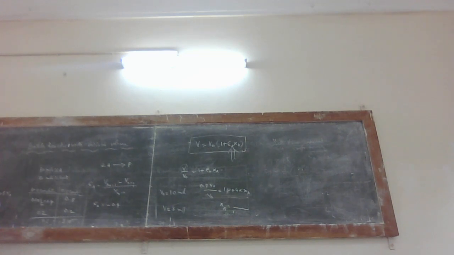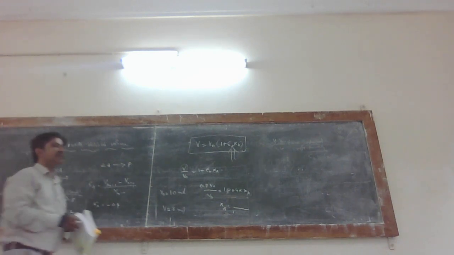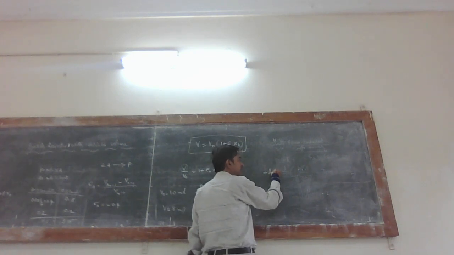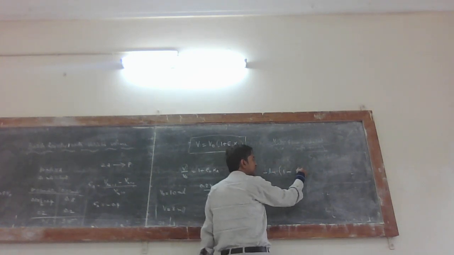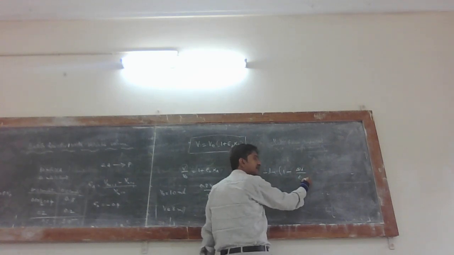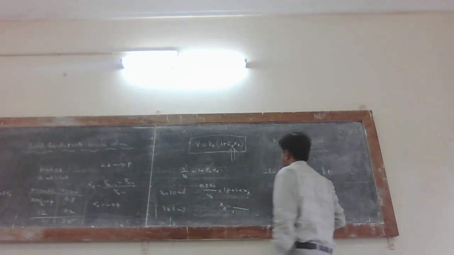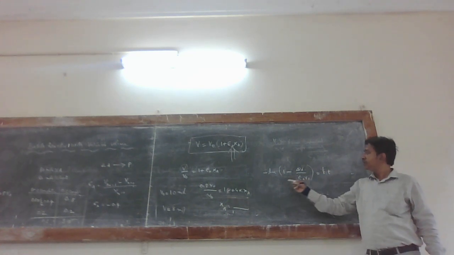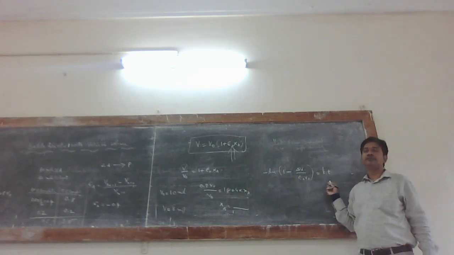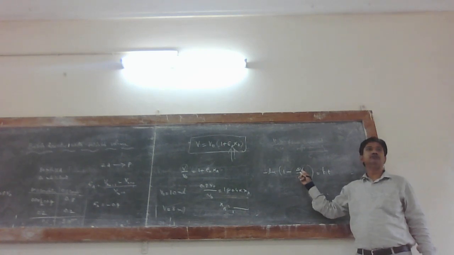Rate constant. So what is the first order variable volume expression? We have seen minus ln(1 minus ΔV by V naught epsilon) equals to kt. Now in this expression, what is delta V? V minus V naught.